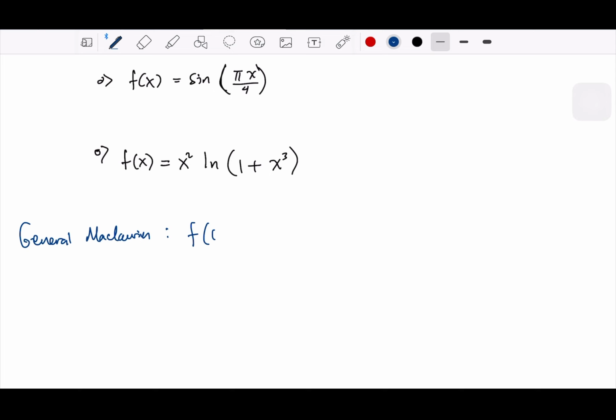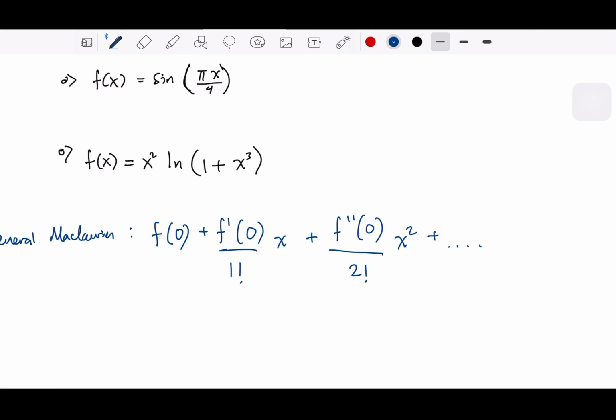So we start with just a function with x 0, and then we start with the first one, and then we start with the second one, and then you can add more and more n, 3, 4, 5.